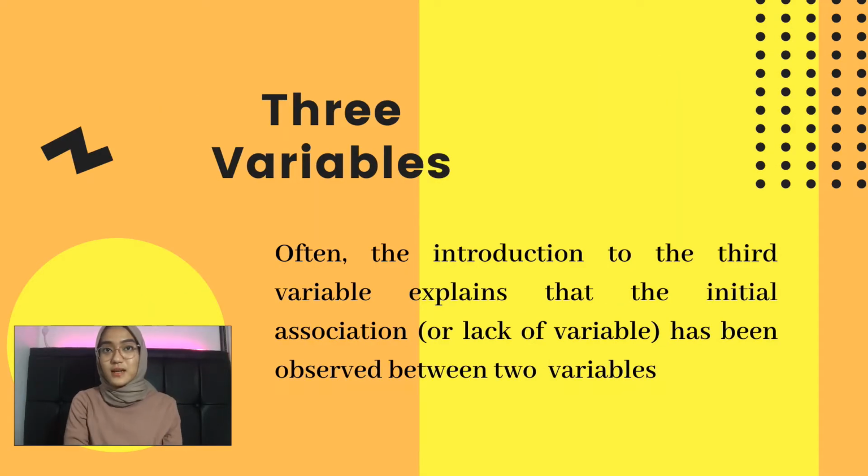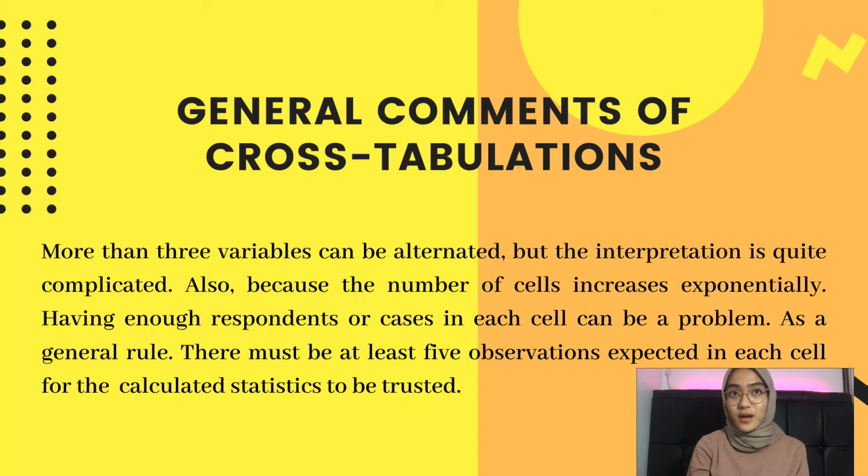Three variables. The introduction of a third variable explains the initial association that has been observed between two variables. General comment on cross-tabulation. More than three variables can be used, but the interpretation is quite complicated because the number of cells increases exponentially. Having enough respondents or cases in each cell can be a problem. As a general rule, there must be at least 5 observations expected in each cell for the calculated statistic to be trusted.